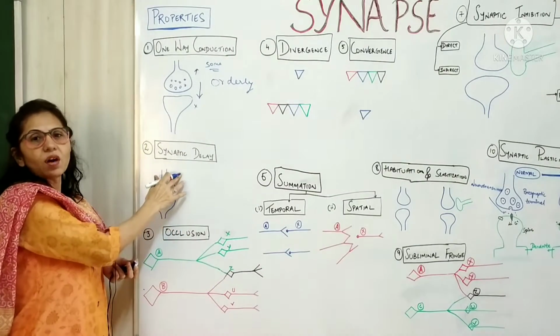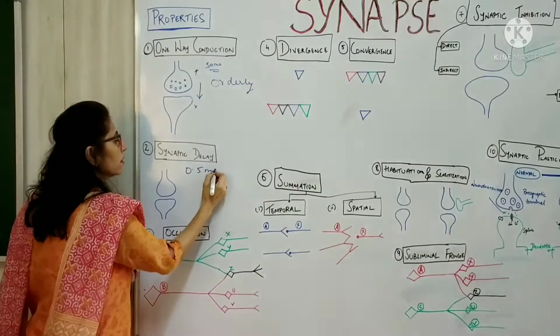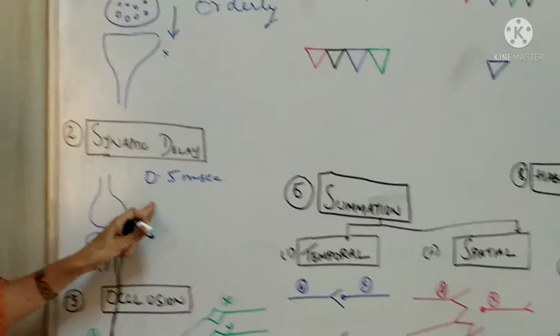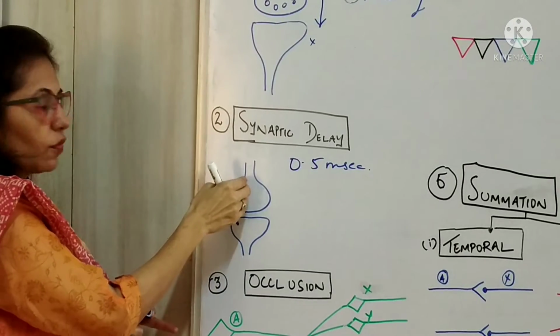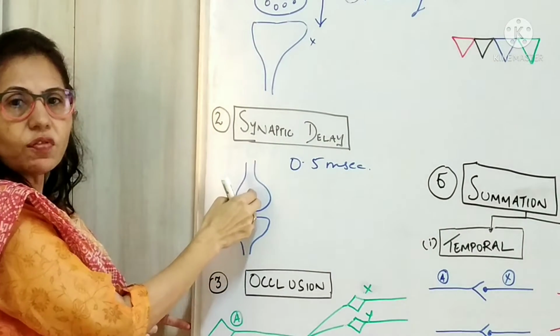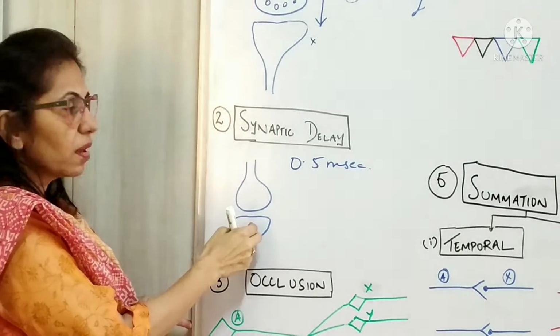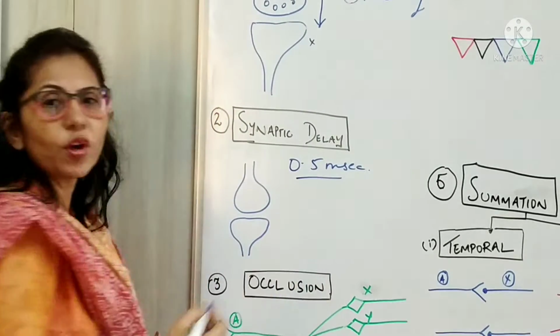So the next property now is the synaptic delay. Synaptic delay is around 0.5 milliseconds. Now this delay occurs because of transmission of impulse from the presynaptic to the postsynaptic neuron. So the events like the releasing of the neurotransmitter from the presynaptic terminal to the postsynaptic terminal is responsible for this delay of 0.5 milliseconds.